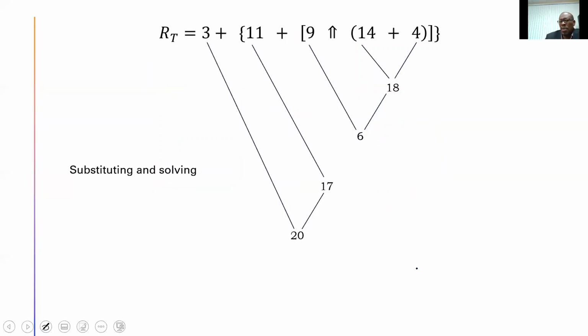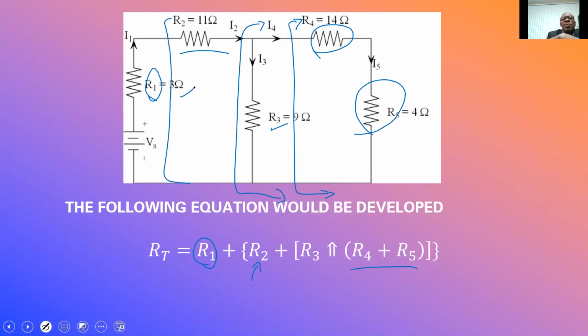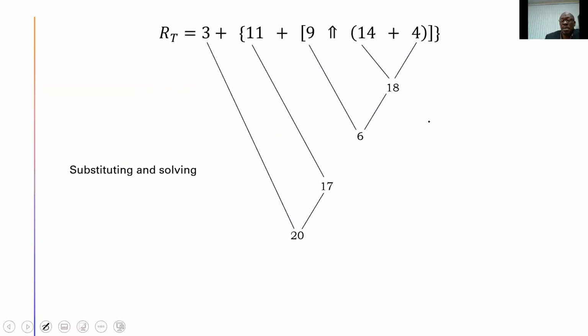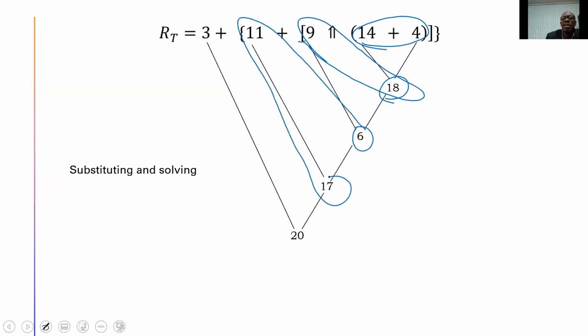So using this equation and substituting the numbers, we have 3 for R1, 11 for R2, 9 for R3, 14 for R4, and 4 for R5. If we substitute these, then we'll have the 4 and 14 in series to give us 18. We'll have 9 and 18 in parallel to give us 6. We'll have 6 plus 11 to give us 17. And we have 17 plus 3 to give us 20, thereby giving us a total resistance of 20 ohms.